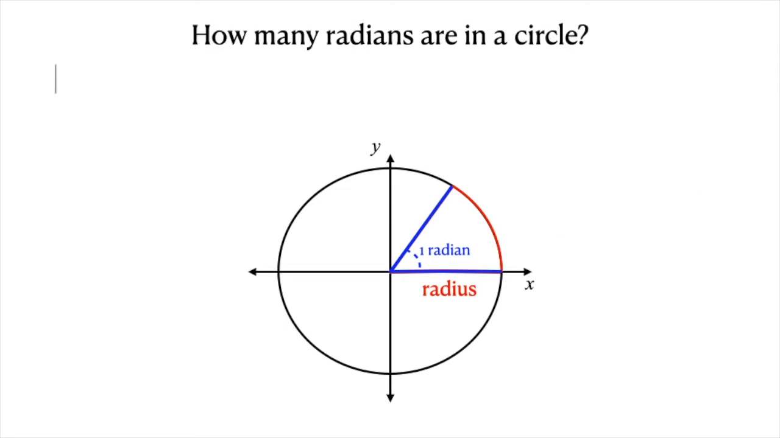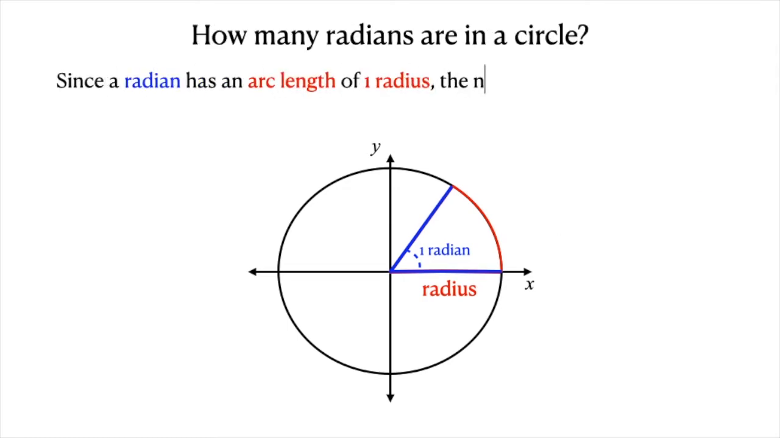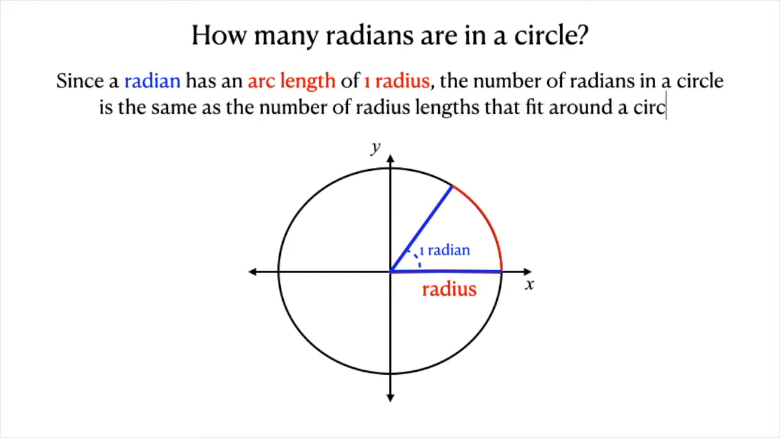How many radians are there in a circle? Since a radian has an arc length of 1 radius, the number of radians in a circle is the same as the number of radius lengths that fit around the circle. Let's take our original arc length and let's extend it, and we're going to draw on another terminal side. This angle we just created is 2 radians.